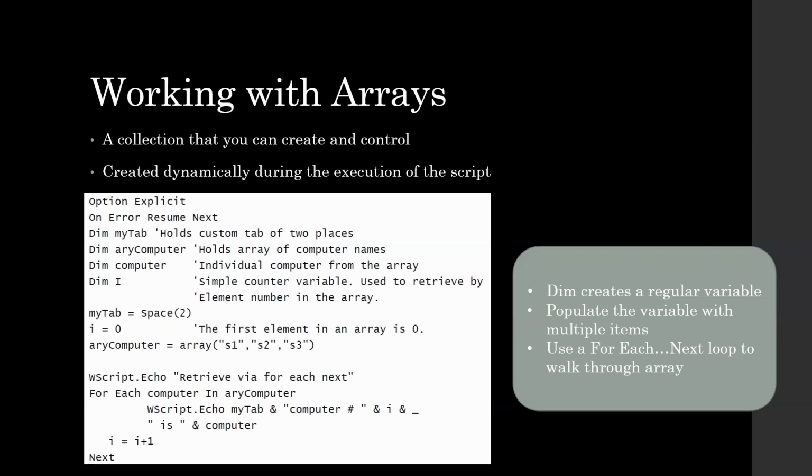In order to walk through and use that array, I can use a For Each loop. So for each computer in the array of computers, we're going to basically do an output, and then we're going to increment and go to the next one.